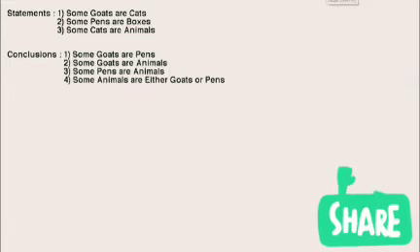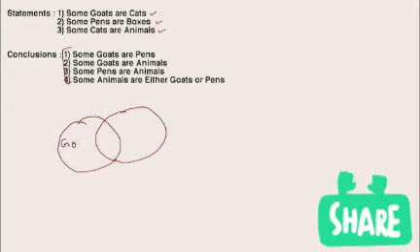Let's do another question. Some goats are cats, some pens are boxes, and some cats are animals. Then there are four conclusions. So let's draw the diagram for these three statements. So first of all, some of the goats. So let's draw a circle for goats, and this one for cats.